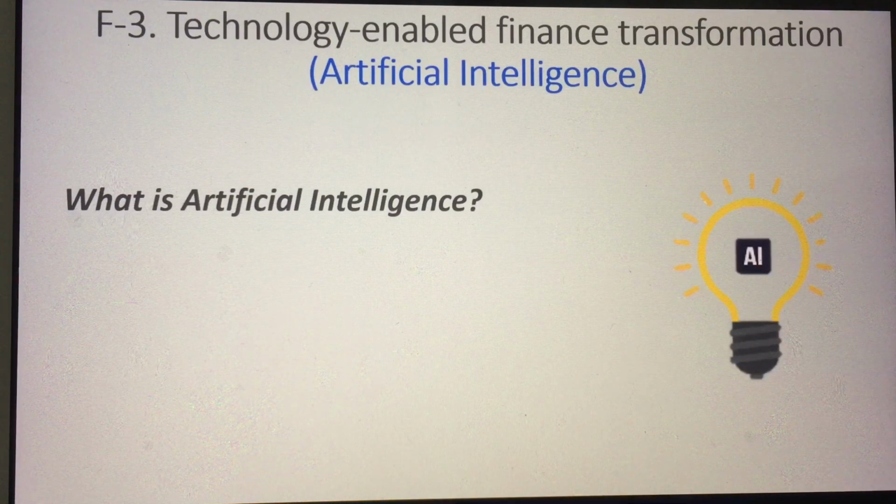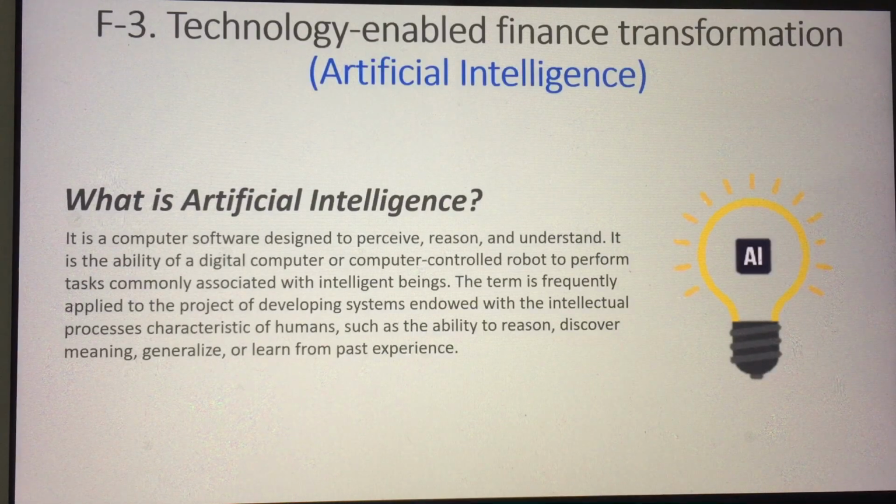Okay? So, let's see what artificial intelligence is. So, artificial intelligence is a computer software designed to perceive, reason, and understand. It is the ability of a digital computer or a computer-controlled robot to perform tasks commonly associated with intelligent beings. Okay?